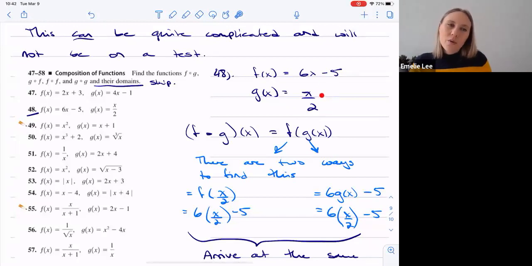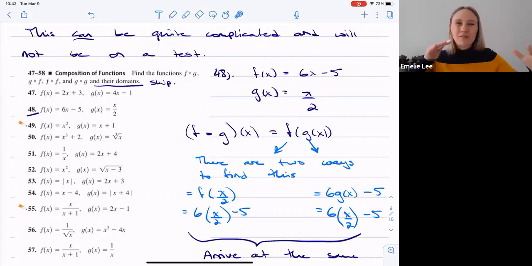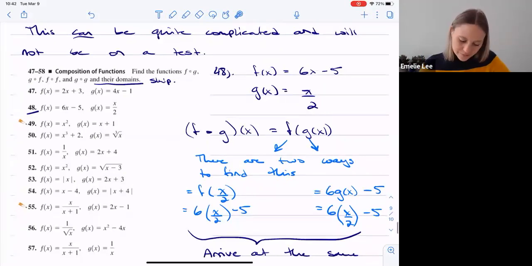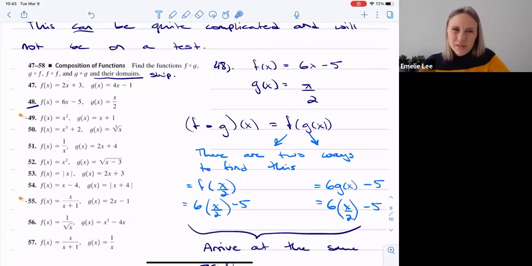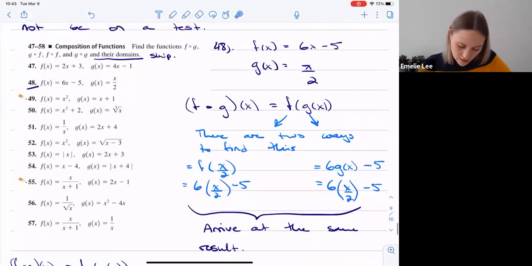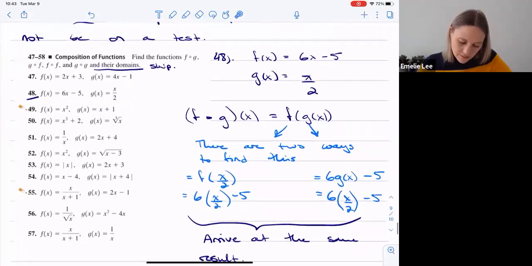Okay? So no matter what g of x is, right, so no matter what x is, and then I divide it by 2, I can put that into f of x, there's no restrictions. So the domain here is still negative infinity to positive infinity. But it gets a little bit tricky.